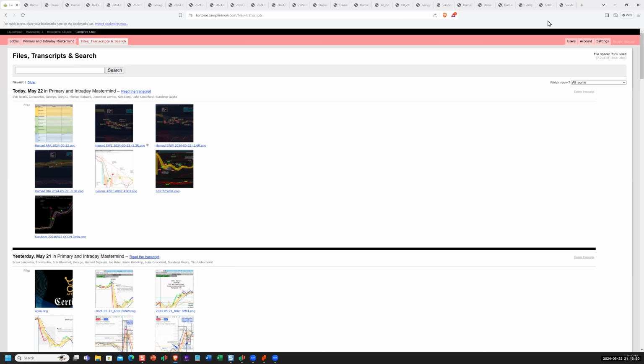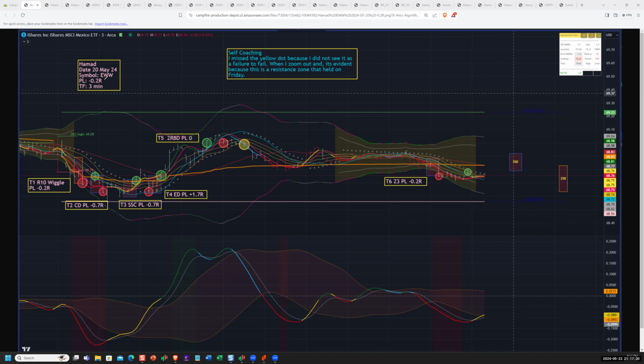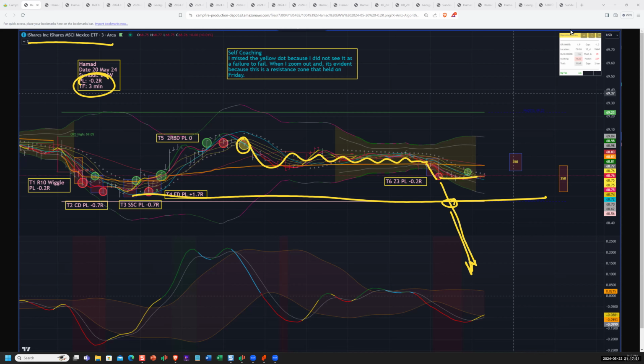Hamad gets what was available, 0.2 on Mexico. He tried to stay out of the chop, and he did that pretty well. Later in the day, when it finally starts breaking down, I would take that short all day because you're really close to the low of the day. And if this breaks through here, it's going to be a big move, but he takes the scratch. So I think he played that one correct.